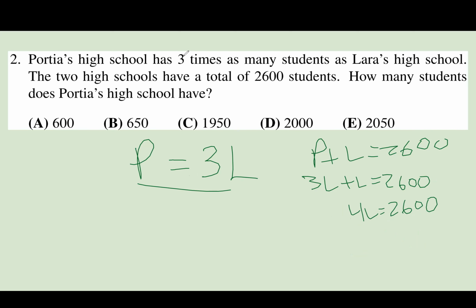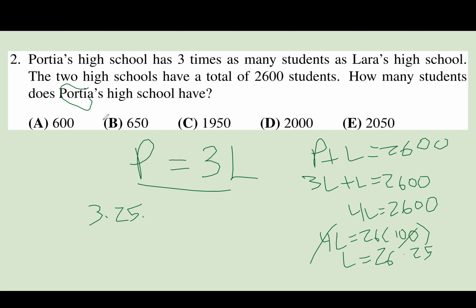So remember that 2,600 is obviously 26 times 100. So 4L equals 26 times 100, and 100 divided by 4 is 25. So L equals 26 times 25, right? Remember, ultimately, we want to know how many students Portia's school has, and she has 3 times as many. So we want 3 times 25 times 26. And 3 times 25 is 75. So 75 times 26, which if we do that, we get 1950. So we get answer choice C.